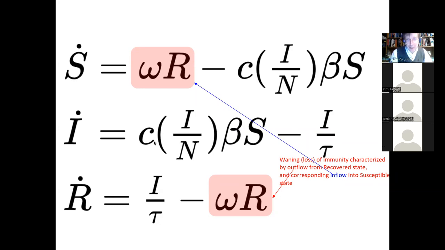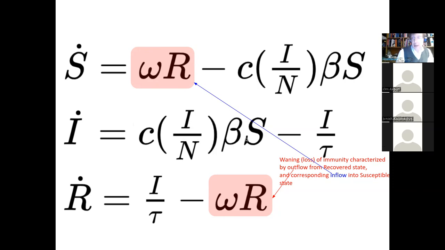Okay. That's the force of infection. C times I over N times beta. What is the force of infection? Intuitively, what is it? It's the chance per unit time that people will get infected. The probability per unit time someone will get infected, right? Like 1% chance per day, or 50% chance per day. That can be a force of infection. So this is the force of infection, C times I over N times beta.